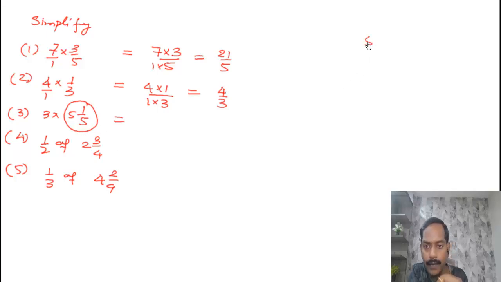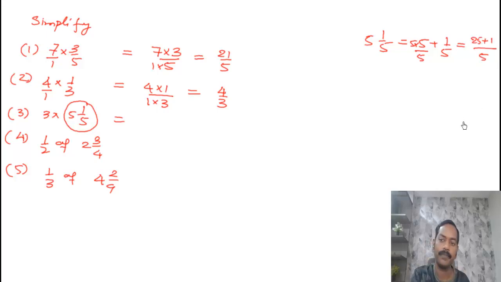So we know that 5 1/5 is nothing but 5 plus 1 by 5, correct? So how do we resolve it? We need 5 here, so we should be multiplying 5 here also. So that becomes 25 plus 1, and 5 becomes the common denominator, which becomes 26 by 5. So I'm just writing this is 3 into 26 by 5.